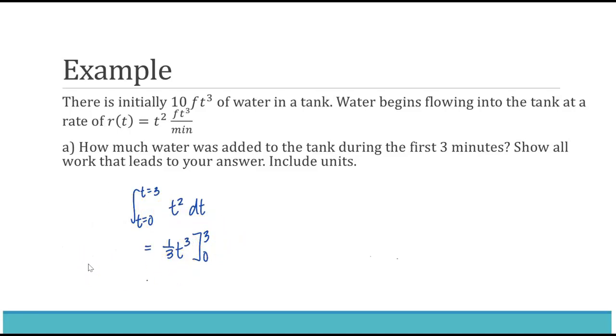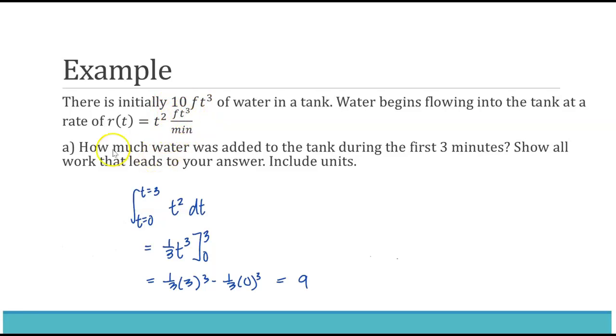If I substitute in 3 first and then 0, I end up with 3 cubed is 27. 27 divided by 3 is 9, and then minus 0. So I end up with just 9 as my numerical answer. But now let's think about what the units would be. So when we integrate a rate over this time interval in minutes, the minutes are going to cancel out, and I'm just going to be left with feet cubed.